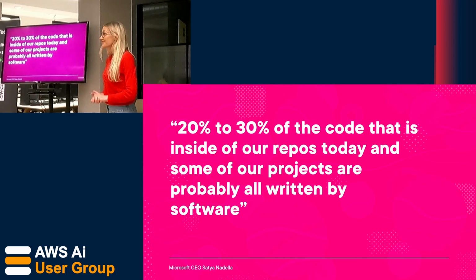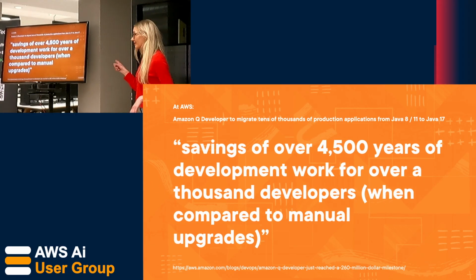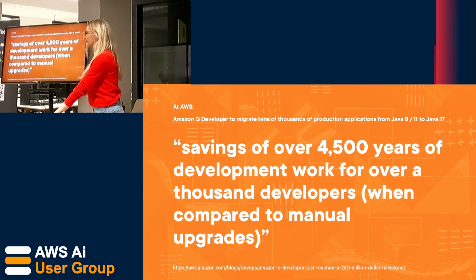Same with Microsoft, same story, well, similar story. 20 to 30% of the code in their repos and sometimes even entire projects is generated by AI. I don't have a similar quote from AWS, but this is, I guess, a bit similar.